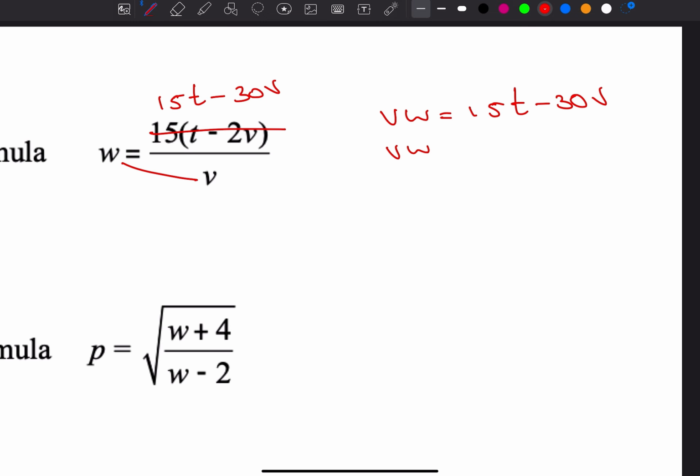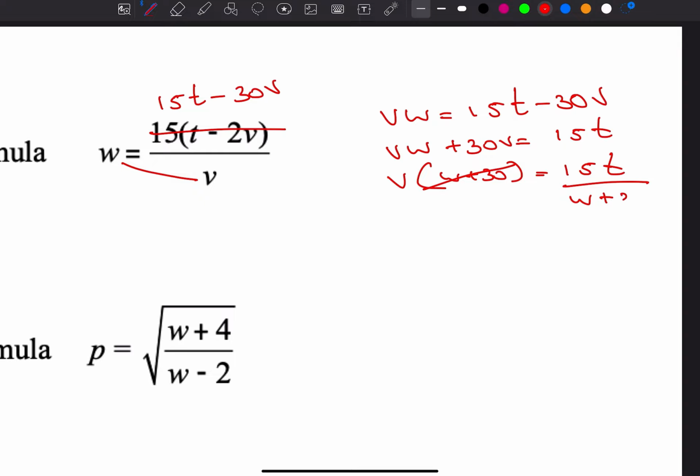So we'll keep the vw on this side. Minus 30v will be plus 30v, equals, to keep the 15t on the other side. Common letter is v. v times (w plus 30) equals 15t. w plus 30, just divided. v equals 15t over w plus 30, and that's your answer.